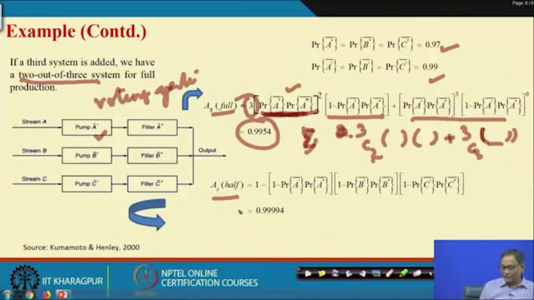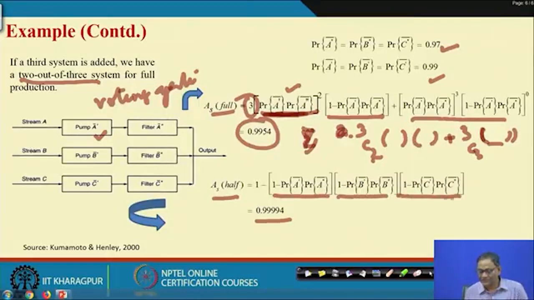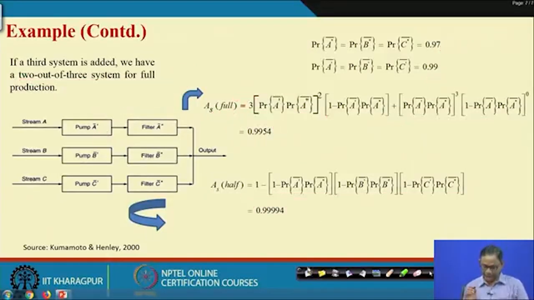Now for AS half, what are you doing here? AS half means 1 minus unavailability. Complete system failure means no production. If one of the streams works, half production will be there. There are three identical streams, and if none of the streams works, that is no production. So 1 minus no production will be AS half. Here this is the probability that this is not working, this is not working, this is not working. As three identical streams are there, they are multiplied and you get this probability value. Okay. So I think now you understand the application of the binomial theorem here.